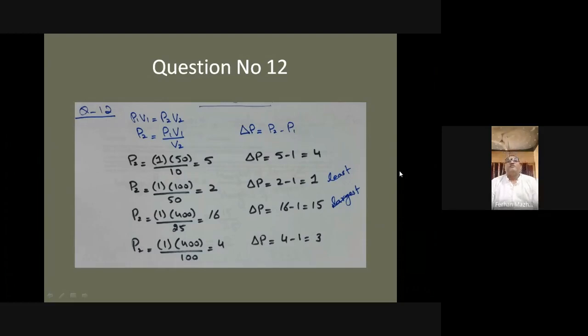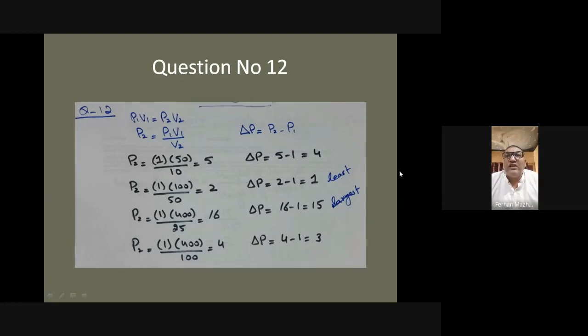For all the four options, I have done the calculation for P2, and in the first option it's 5. So the change in the pressure, delta P, will be 5 minus 1, which is 4. For the B option, the change in the pressure will be 2 minus 1, that will be 1. For the third option, because P2 is 16 and P1 is 1, the change in the pressure will be 15. And for the D option, the P2 value came out to be 4, and the change in the pressure will be 4 minus 1, and that will be 3.